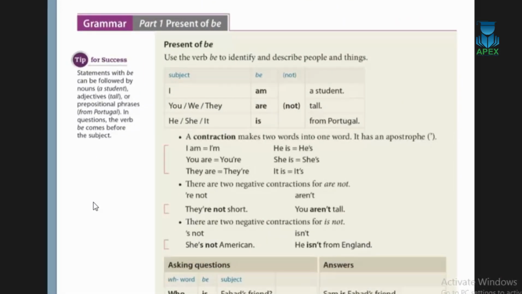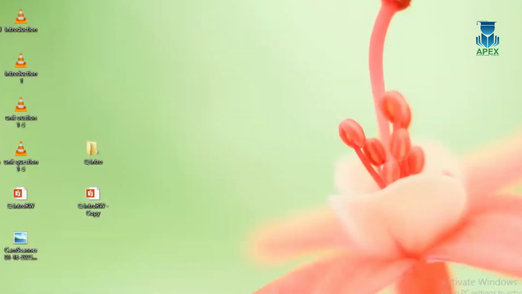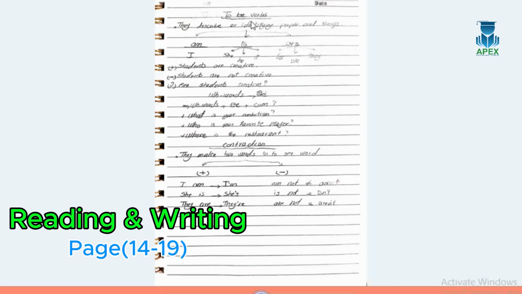As you know, today we are going to study page 14. So, grammar part 1, present of be. So today we are going to study about to be verbs. As you know, you have studied about to be verbs in Connect 1 as well. And in key intro, I'm going to explain more about to be verbs.